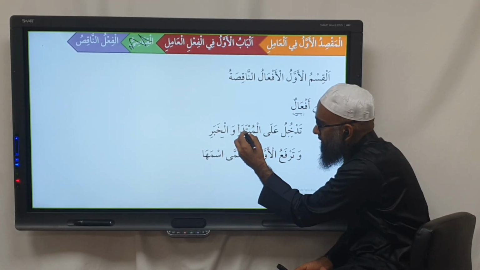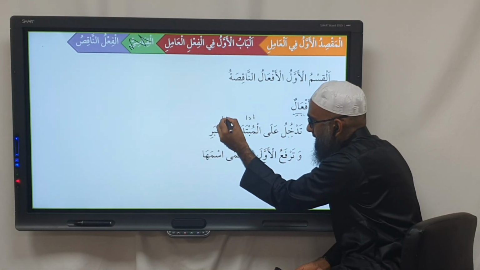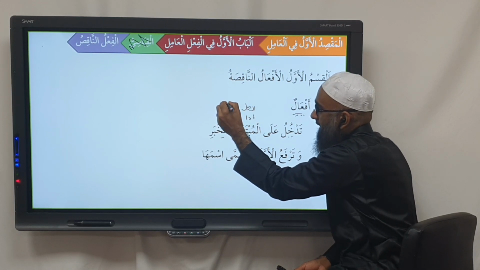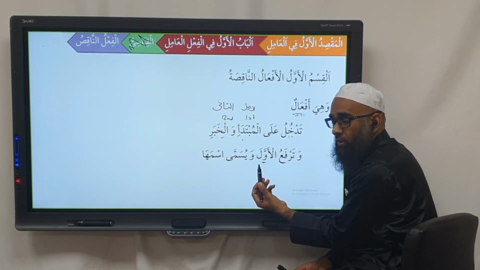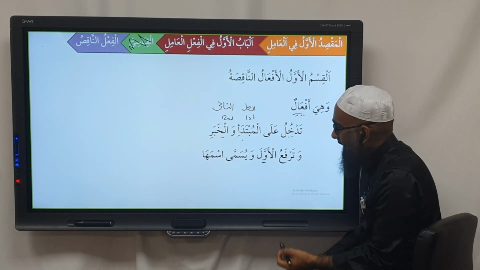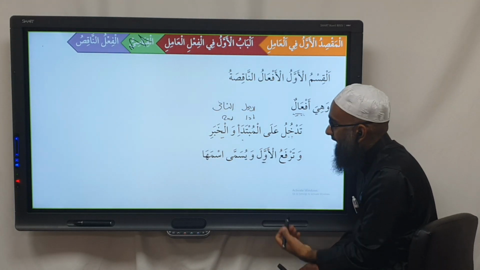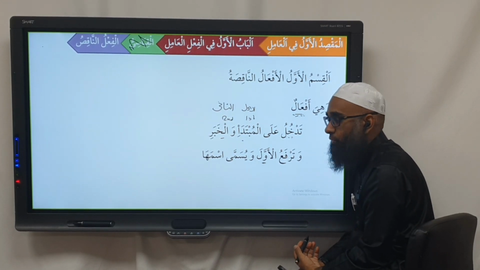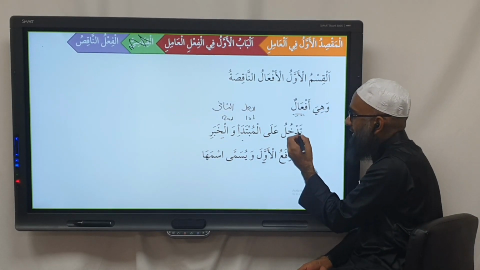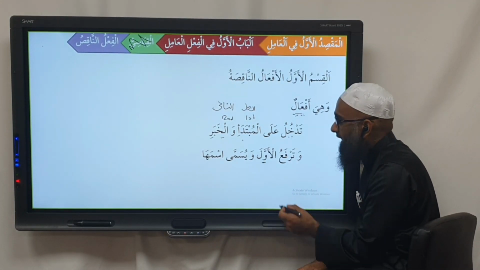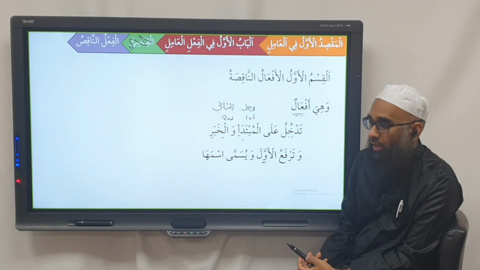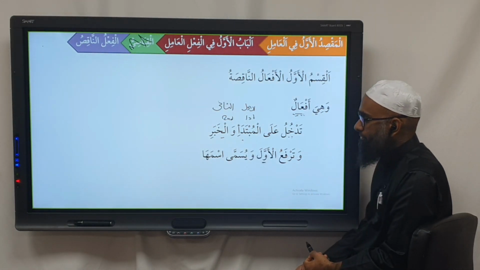وَتَرْفَعُ الْأَوَّلَ. The awwal refers to the first, and this is the thani. So وَتَرْفَعُ الْأَوَّلَ, it gives rafa' to the first. What does it do? It gives rafa' to the first, meaning it makes the mubtada marfu'. Correct? So it has 2 qualities. One quality is تَدْخُلُ الْمُبْتَدَئِ وَالْخَبَرِ, and the second is وَتَرْفَعُ الْأَوَّلَ, and it makes the mubtada marfu'.